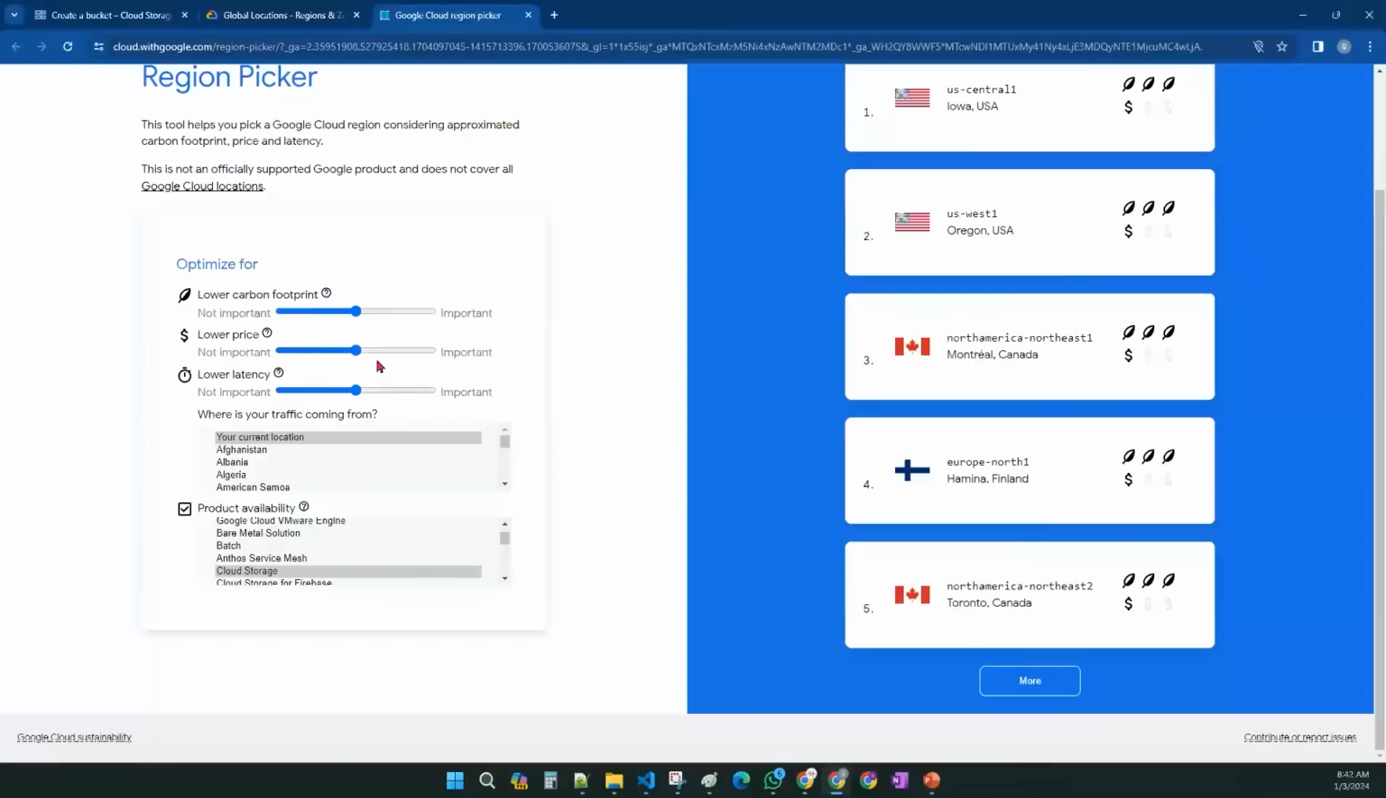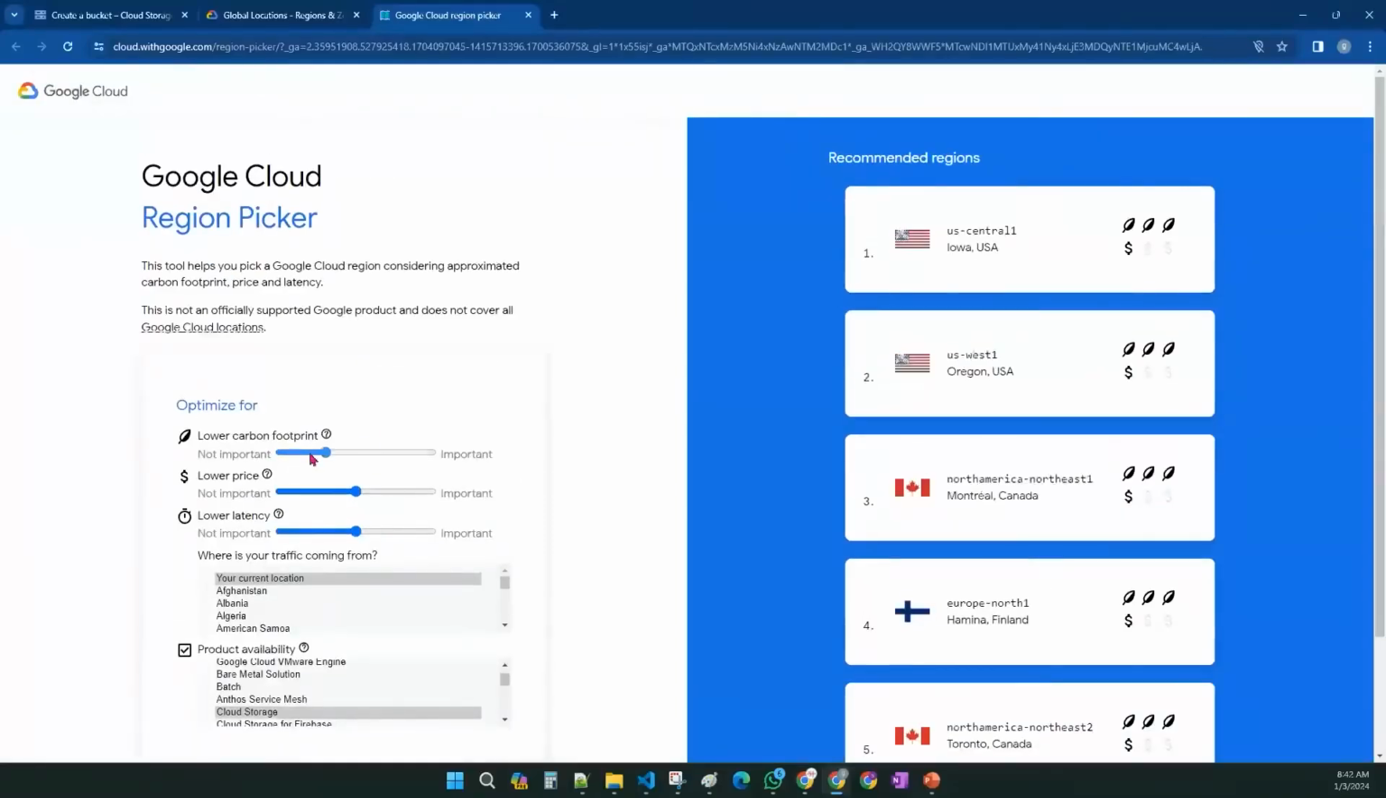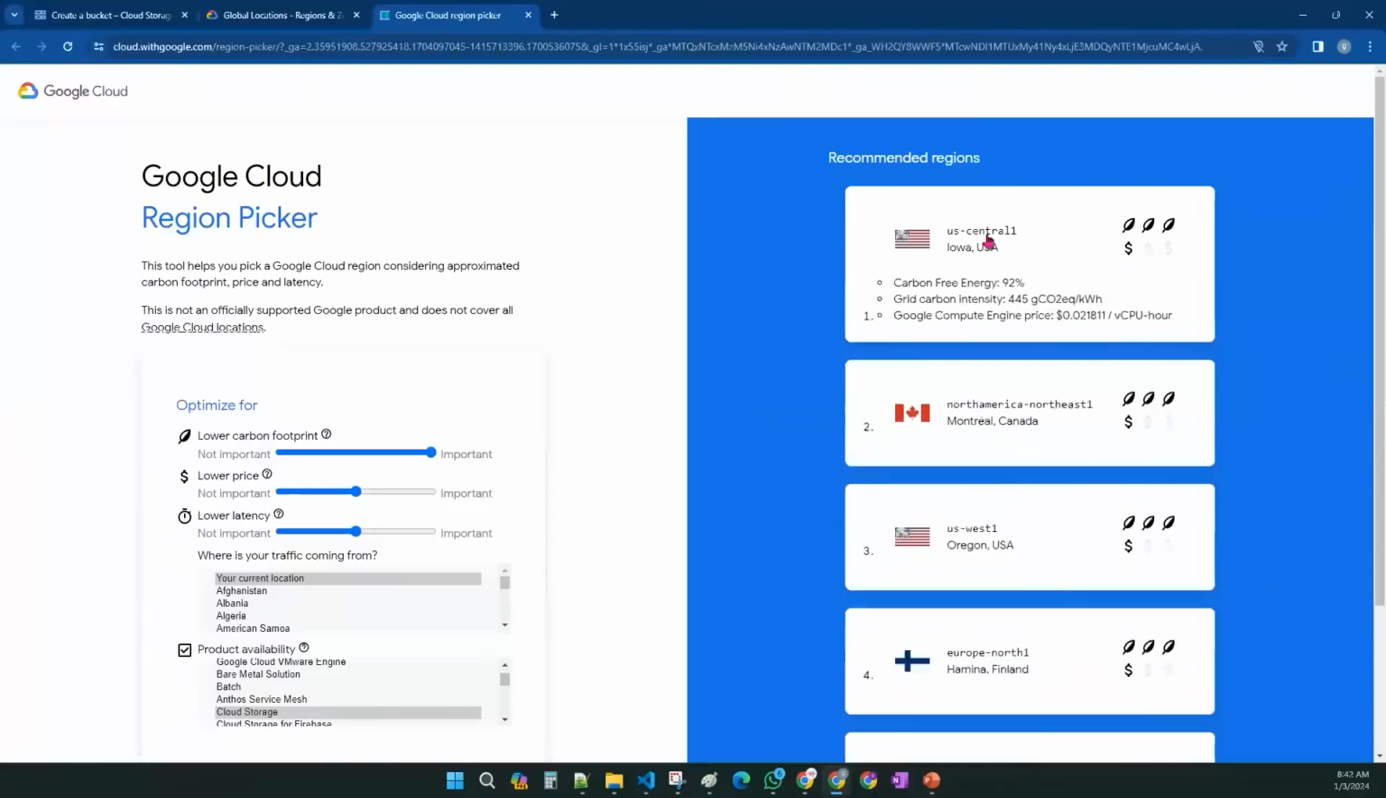So this is also something you have to look at properly. If you want to look at low carbon, US Central is the one. That's the reason most people, whenever we are deploying for practice or demo purposes, are deploying in US Central one. So this is the main reason.